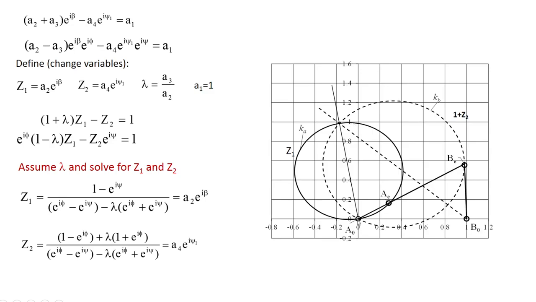Now, Z1, with origin zero, is the circle. Z2 is measured from here, so I have to add 1 plus Z2 to bring the two circles to the same coordinate system. Because of that, I draw 1 plus Z2, it is this circle. And these are the two circles, which we call KA, KB.